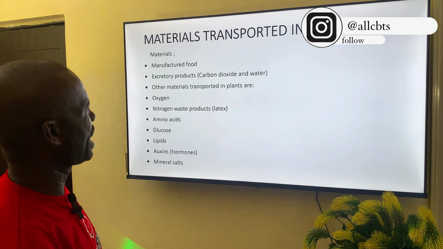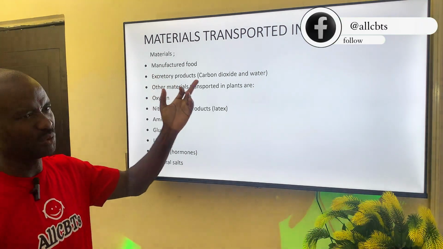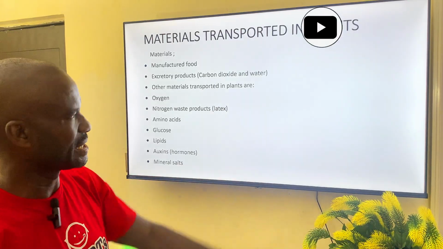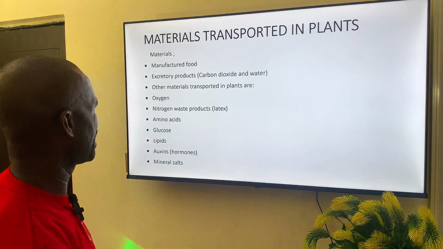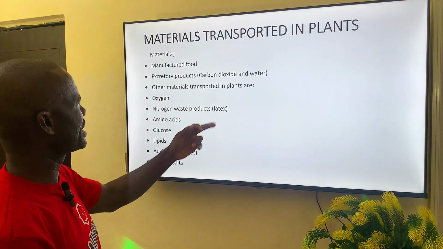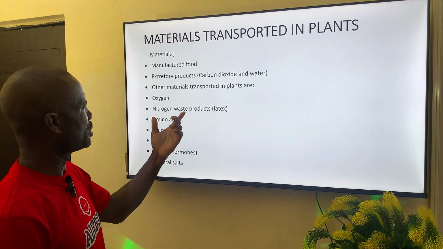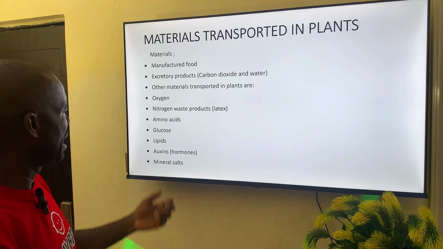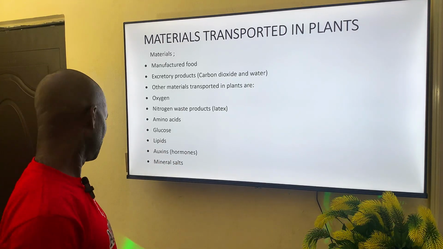Materials transported in plants. That was animals, but let's look at the plant. Manufactured food, just like I referred, food is being manufactured through the process of photosynthesis. So it is not stored where it is produced, but is moved to the storage organ in the body. Other materials transported in plants are oxygen, just like in animals, nitrogenous waste, amino acids, glucose, lipid, auxin, which is like a hormone, then mineral salts.